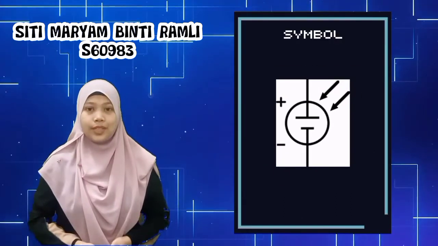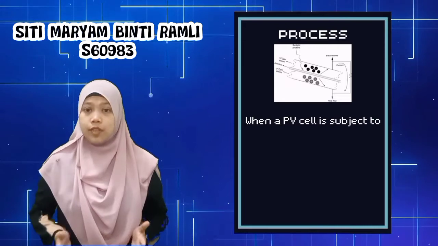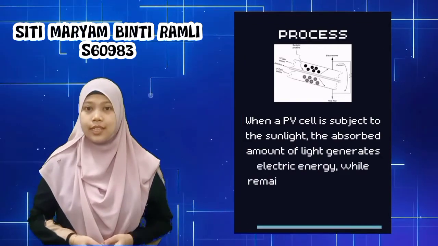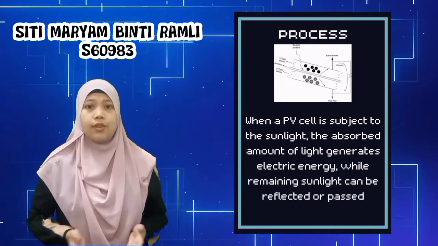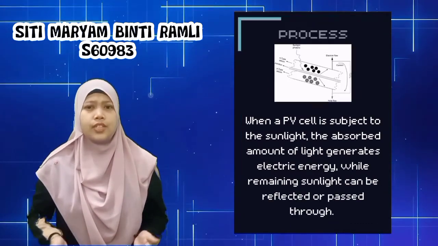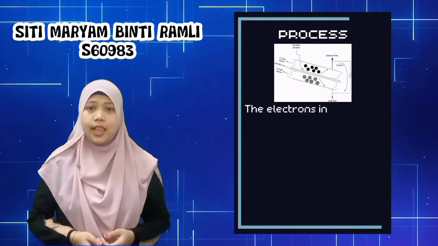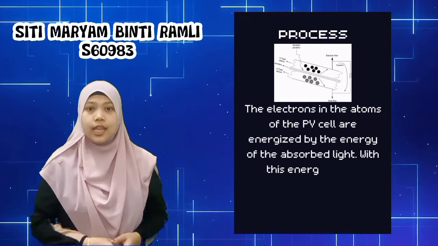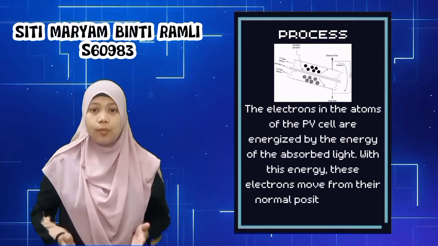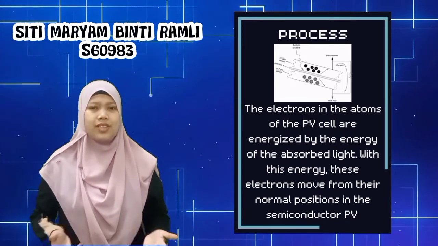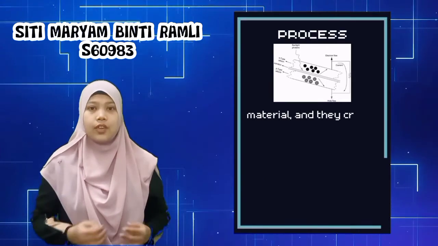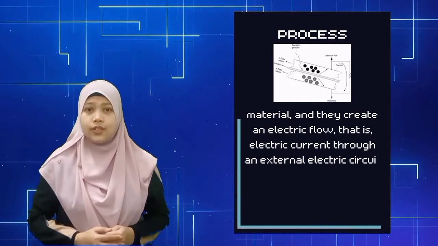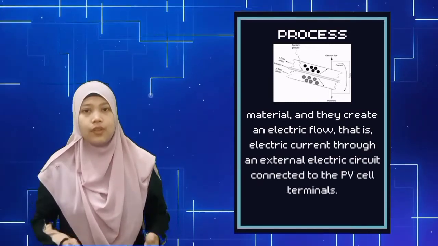How does the process work? When a photovoltaic cell is subject to sunlight, the absorbed amount of light generates electric energy, while the remaining sunlight can be reflected or passed through. The electrons in the atoms of the photovoltaic cell are energized by the energy of the absorbed light. With this energy, these electrons move from their normal position in the semiconductor photovoltaic material and create an electric flow, that is, electric current, through an external electric circuit connected to the photovoltaic cell terminal.